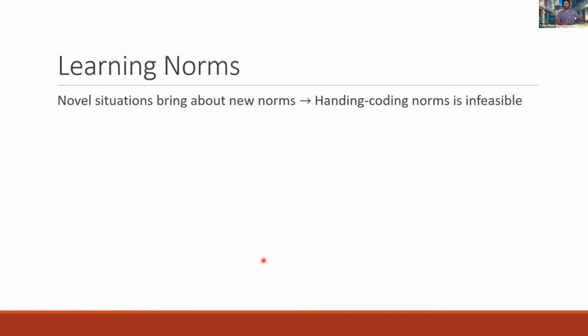So, we talked about the encoding for the norms, but we can't just hand encode these things, because novel situations bring about new norms. Right now in the quarantine, we have things like mask wearing and social distancing that were not a thing and even would have been strange. The evaluation would have been flipped even a year or two ago.